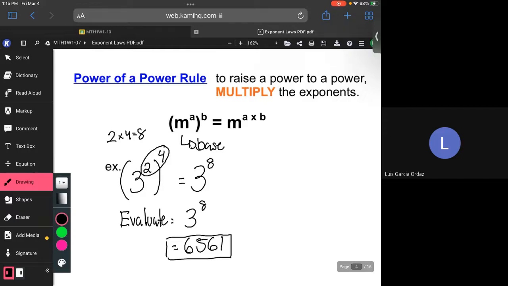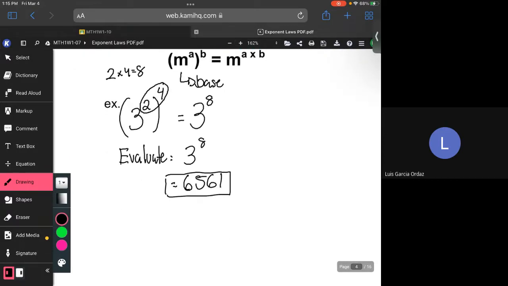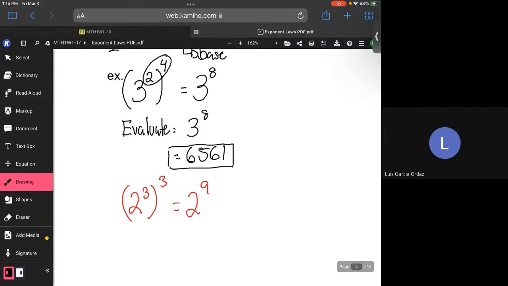So now we'll try one more example to see if you guys get this. So let's do 2 to the power of 3 to the power of 3. How would I write that as one power? Matthew. 2 to the power of 9. Yeah, 2 to the power of 9. And if I ask you to evaluate it, what is 2 to the power of 9? Ethan. 512. Yep, it would be 512.